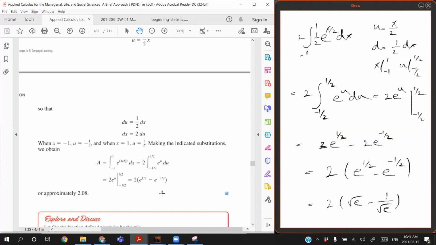If I need, in the web work or in the test, you would just plug in this, but in case we need an approximation rounded to a certain number of digits after the decimal point, you can use a calculator. And in this case, if you round it to 2 digits after the decimal point, in other words, to the nearest hundredth, you're going to get 2.08.